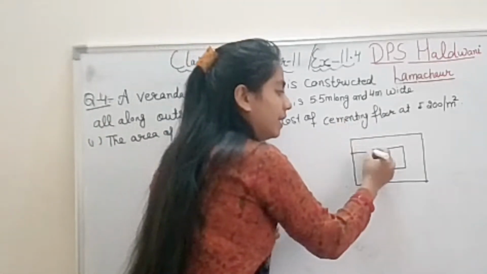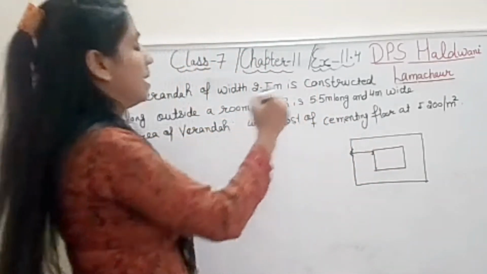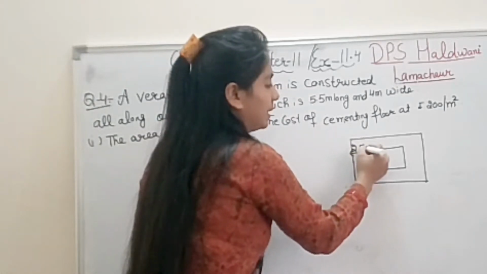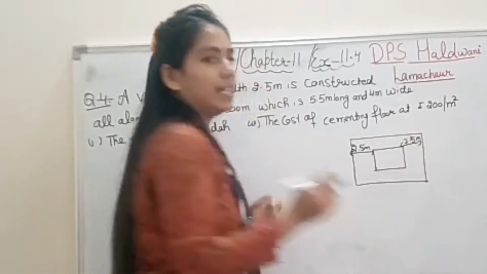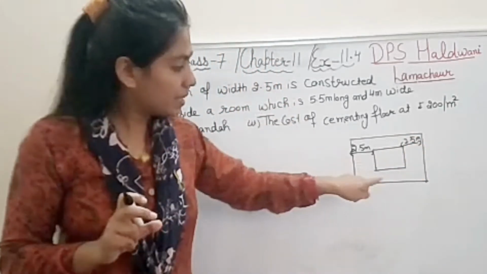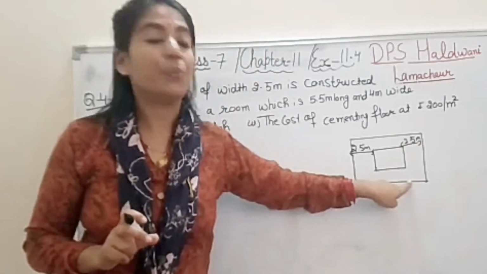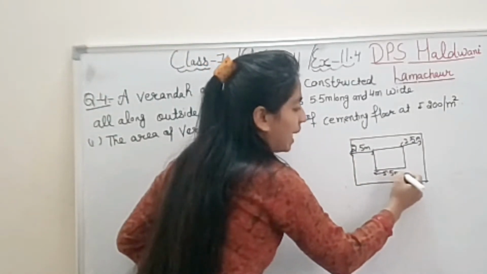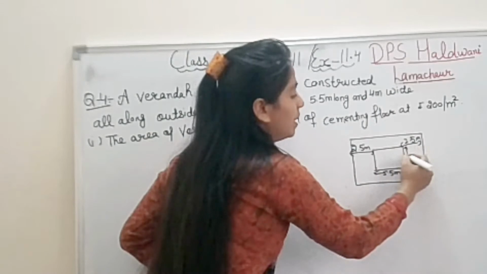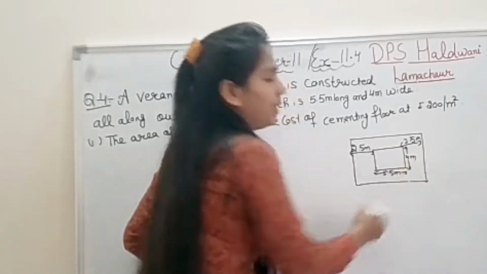How much is the width? The width is 2.5 meters. So it means from each side it will be 5.5 meters wider. And the length and breadth given to you of this room is 5.5 meters long and 4 meters wide. So that's simple, student.